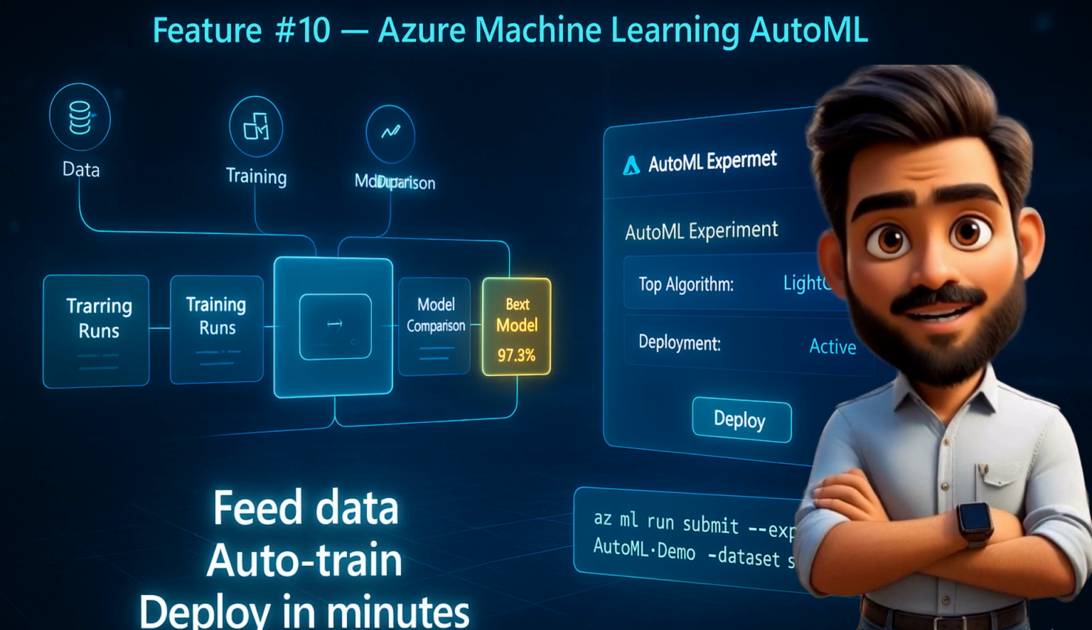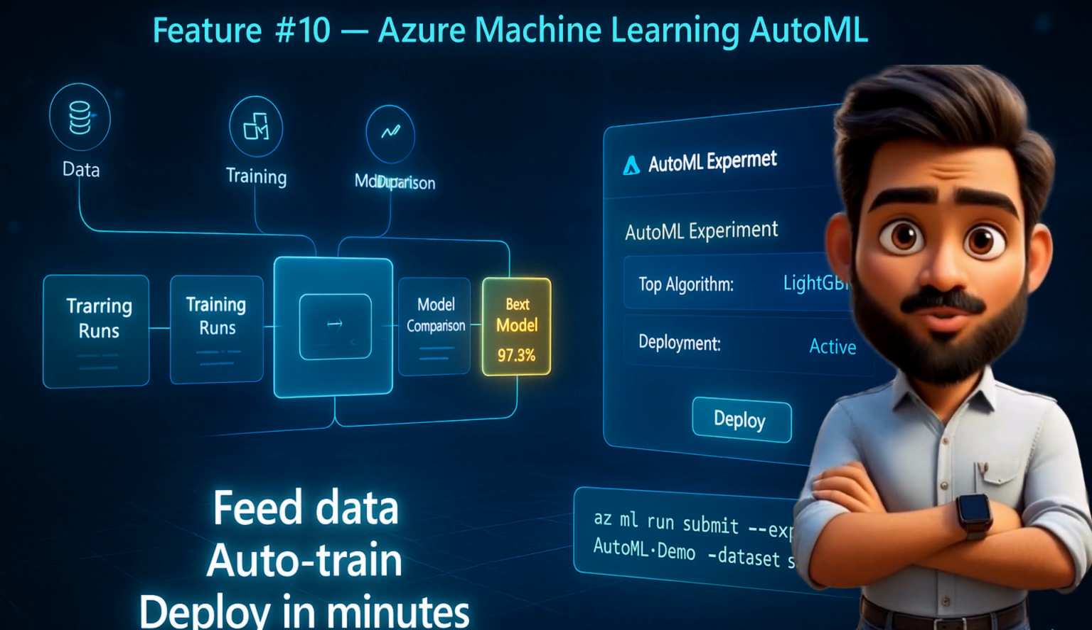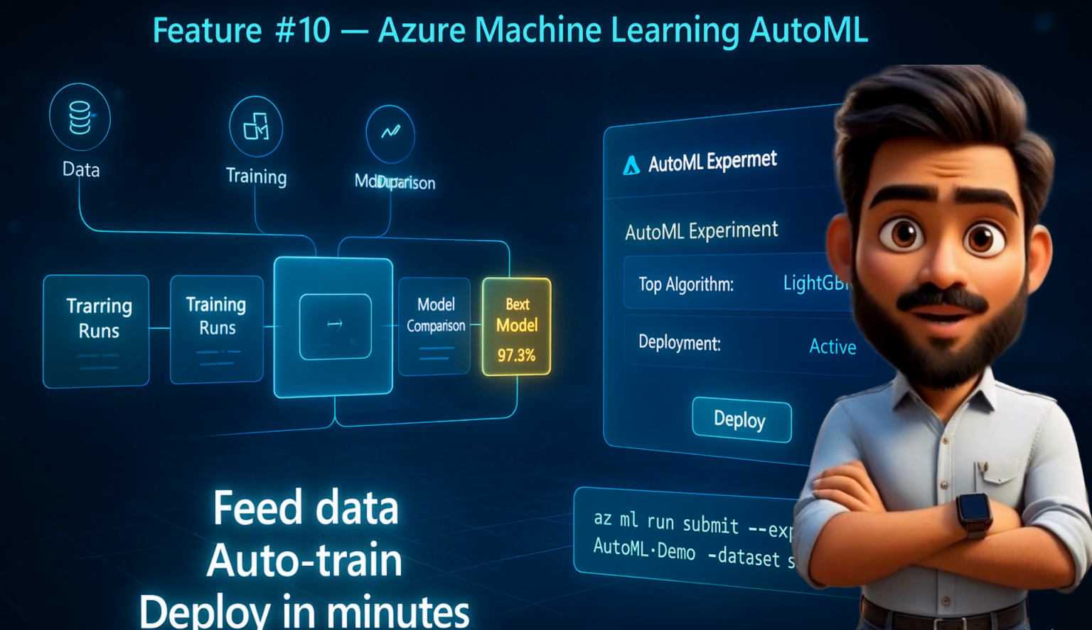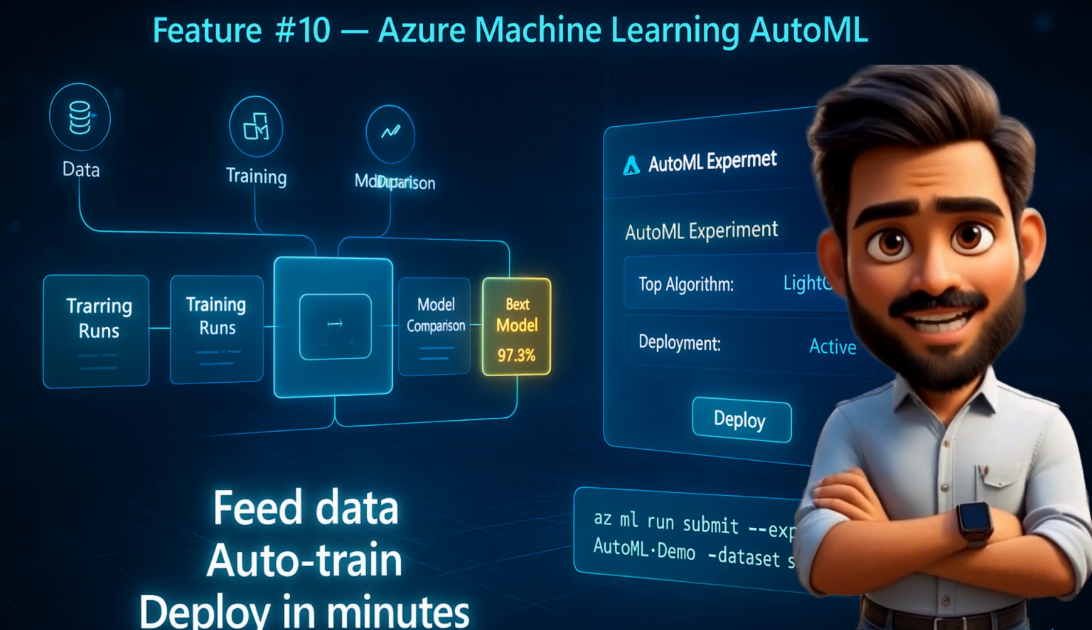Feature number 10, Azure Machine Learning AutoML. Build predictive models without deep data science. You feed data, choose target, AutoML tries algorithms, returns best model. No manual hyperparameter tuning. You can deploy in minutes rather than weeks. For business cases, that's days saved.